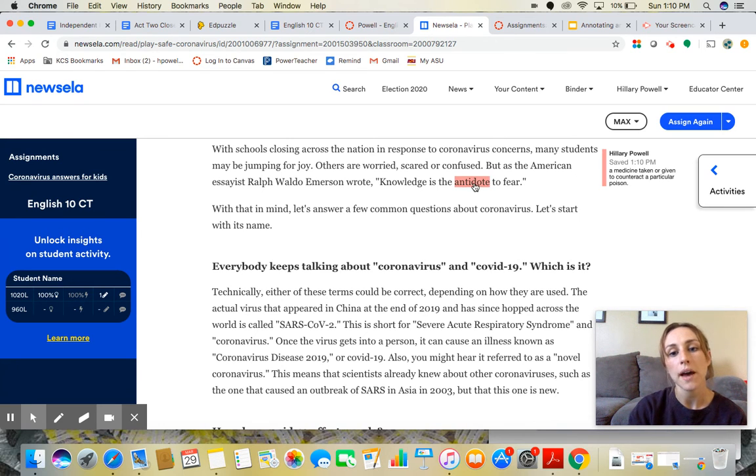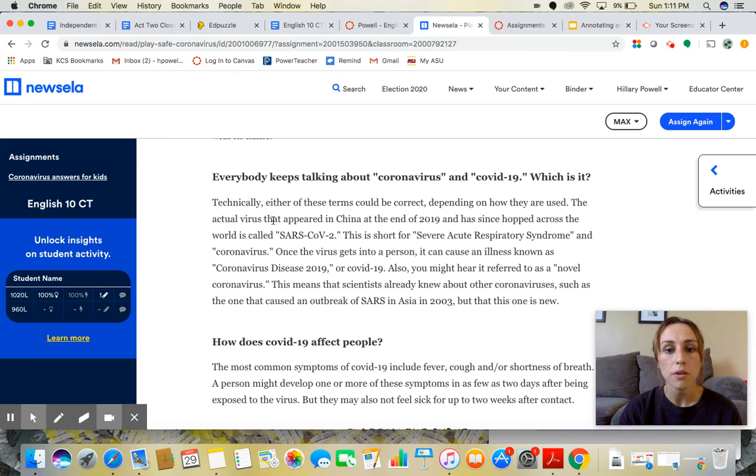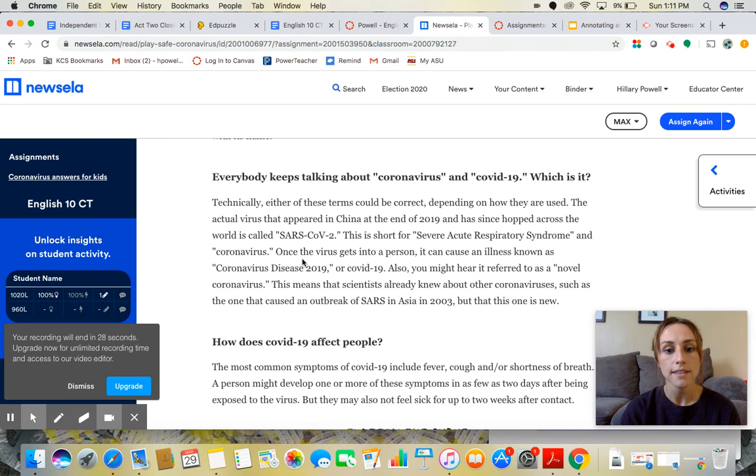If we think about what that means here, he's using this word antidote metaphorically, meaning it's not literal. So knowledge is the antidote to fear. Knowledge helps to subside our fear, to counteract our fear, right? So as I go through, I'm going to look for main ideas, things that I may use for my prompt.